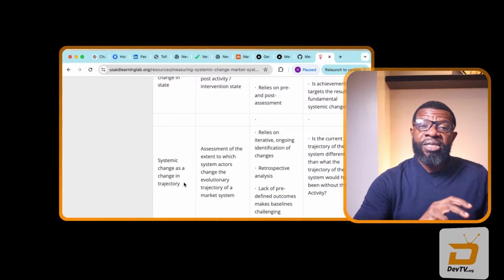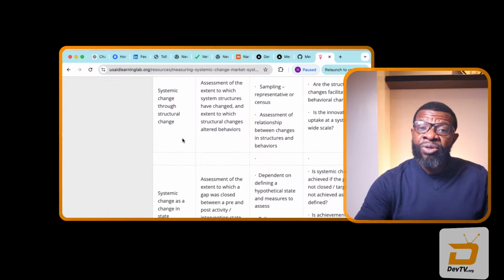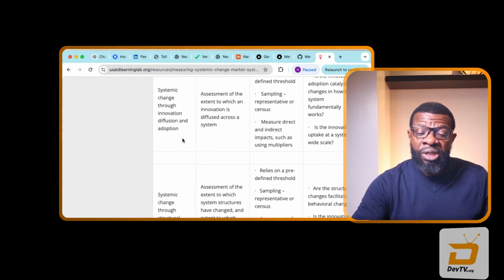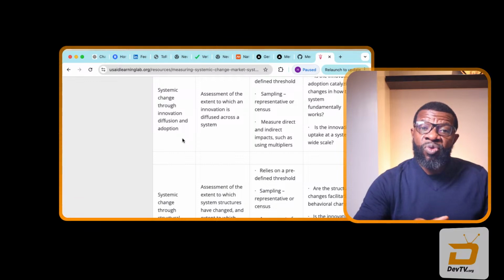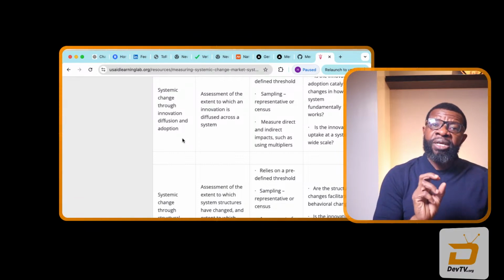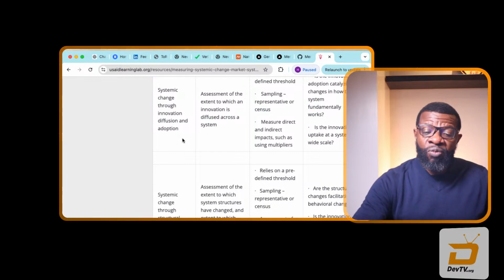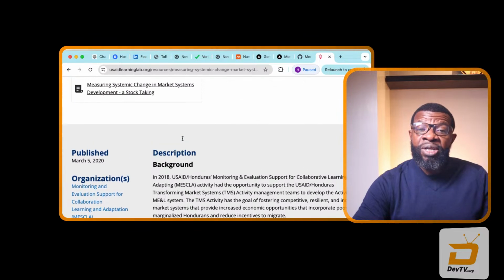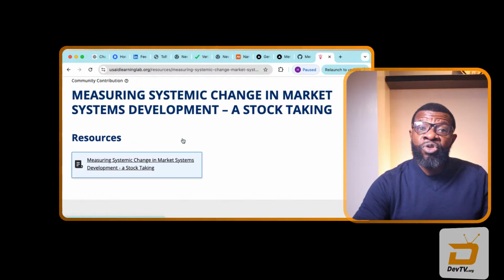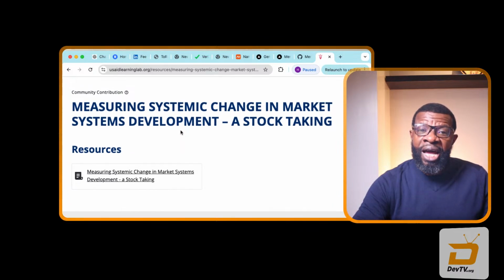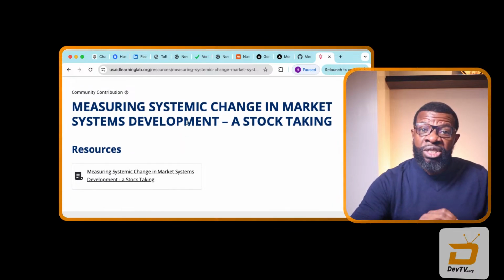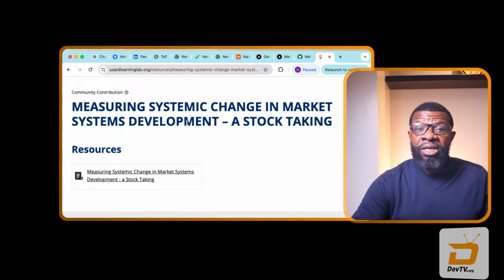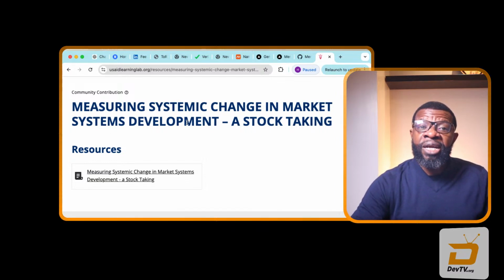Now, this particular resource focused on measuring systemic change, but what I thought was really useful in going through this is the different perspectives, and by that, the different definitions of what systemic change is. And I think this is a really useful resource for anybody in market system development to go through, because it further enhances one's understanding of what systemic change can possibly be, and hopefully we can define some of our interventions as systemic. This is what I thought I'll bring to your attention today.